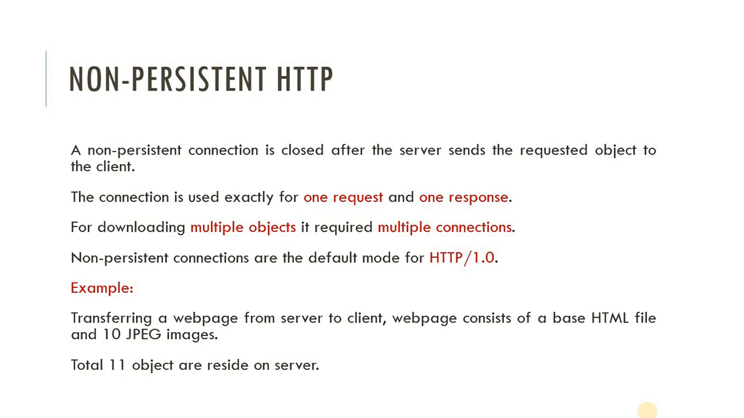Non-persistent connection is the default mode in HTTP 1.0, meaning every time it creates a one-to-one connection. For every request, it creates a connection and then closes it. For the next request, it creates a connection and closes it. That is called non-persistent HTTP. For example, transferring a web page from server to client: the web page consists of a base HTML file and 10 JPG images. So the total contents are 10 JPG images and one web page, 11 objects residing on the server, so a connection is created 11 times.